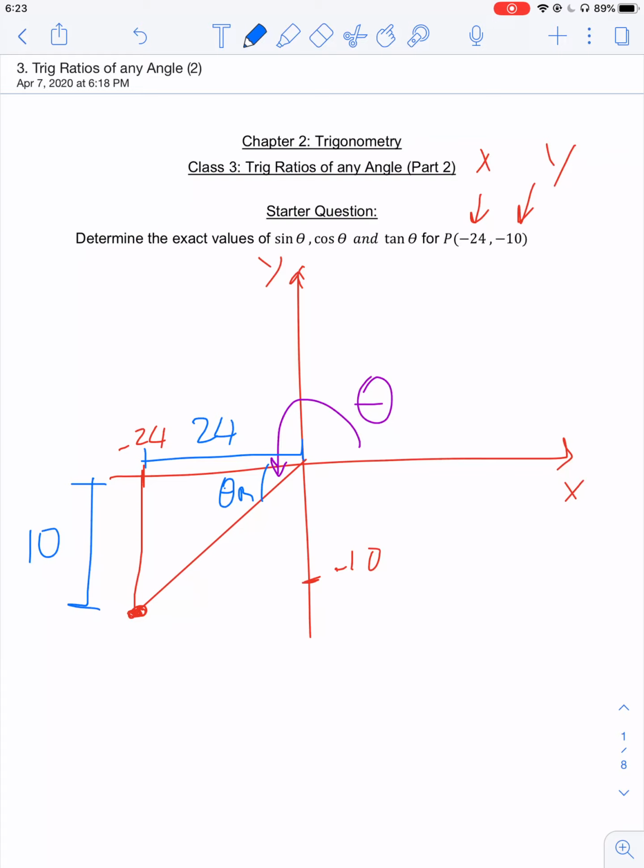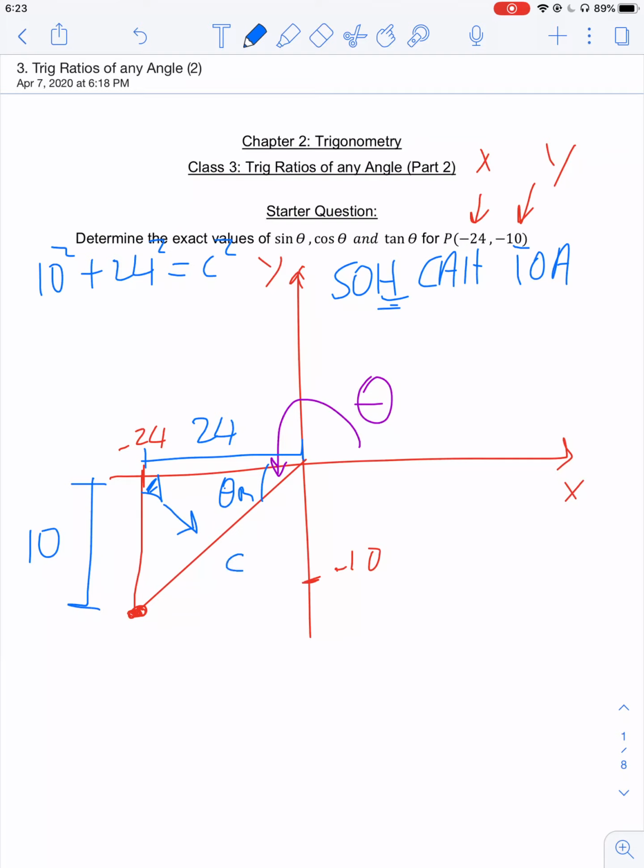Okay, so anyway, I have my two legs of the triangle, but because I'm going to have to use SOHCAHTOA, I will need to figure out what my hypotenuse is, right? So let's just quickly do the calculations up here. 10 squared plus 24 squared equals c squared, right? Because it's 90 degrees, the side opposite to 90 degrees is your c, okay? And then you can do algebra and solve for c.